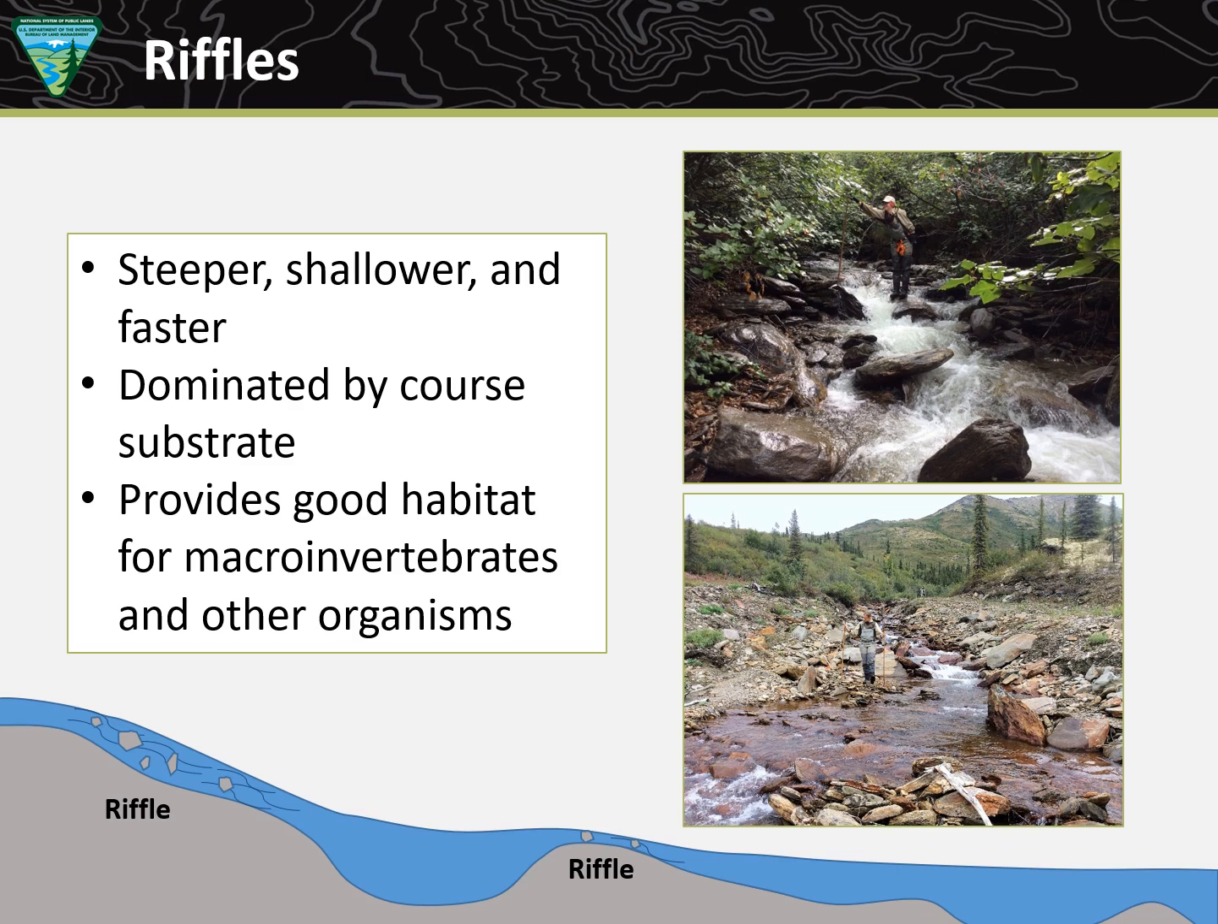Riffles are lengths of the stream that are steeper, shallower, and dominated by coarse substrate particles and faster velocities compared to pools at base flow. Riffles are important because they provide good habitat for macroinvertebrates and other organisms living in the stream, requiring well-oxygenated water and substrates with low amounts of fine sediment.